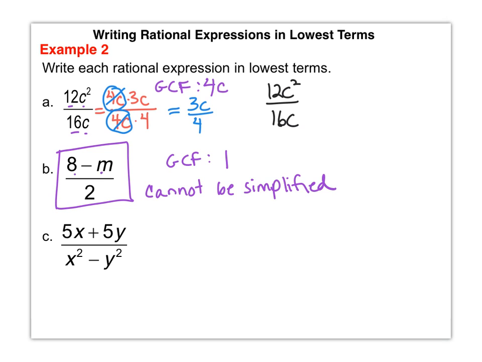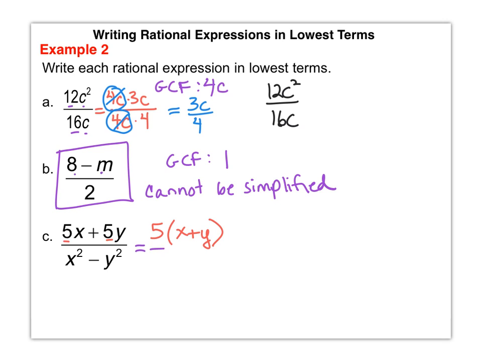All right, let's look at part C. We want to simplify the rational expression, writing it in lowest terms, by determining if there's any greatest common factor. Well, in part C, we need to factor before we determine what the greatest common factor is. The numerator can be factored. Notice that there is a common factor of 5 just in the numerator. So if we factor out that common factor of 5 in the numerator, the remaining factor is x plus y.